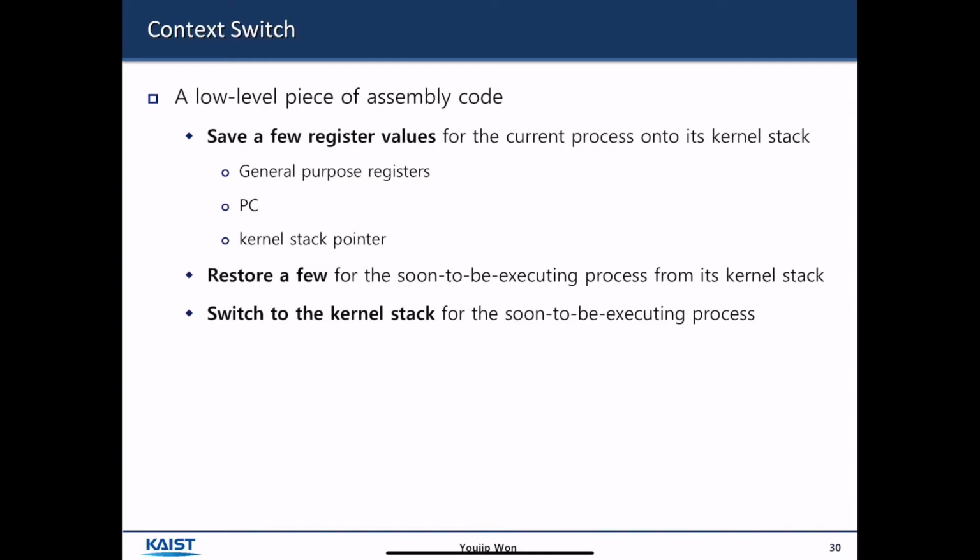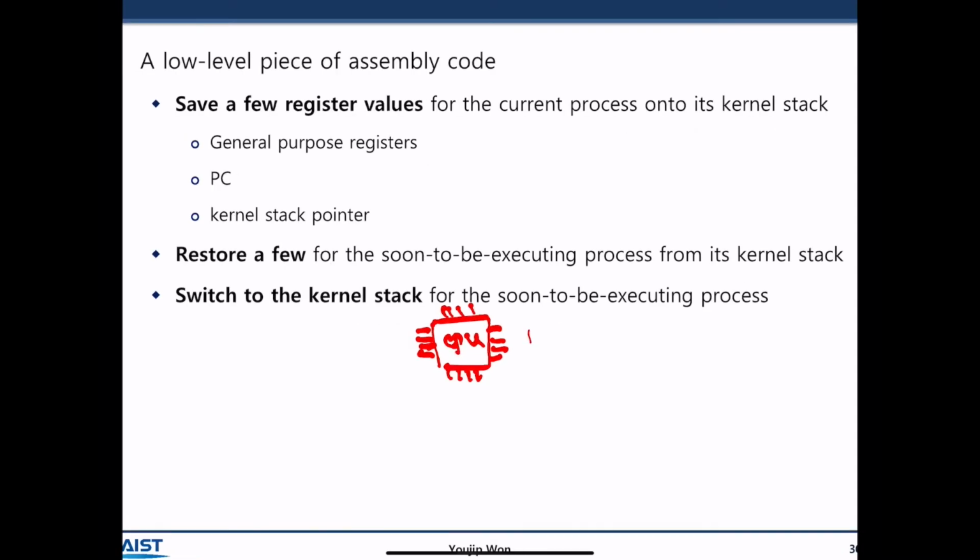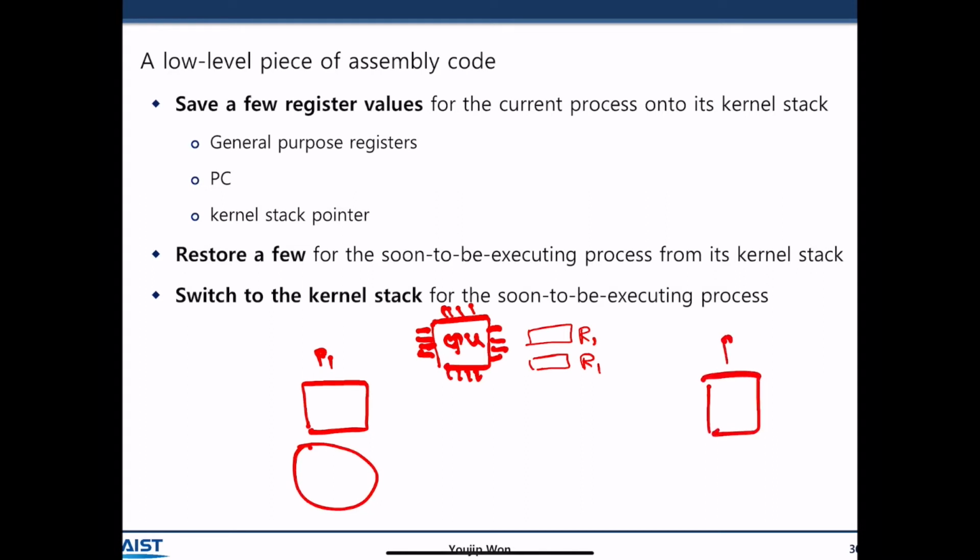Context switch is an act of switching the context. There is a CPU, and the CPU has registers in it. This is register 1, register 2, for example. There is process 1, which contains memory, and there is process 2, which also contains memory.